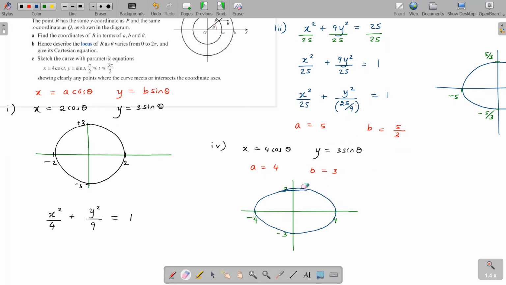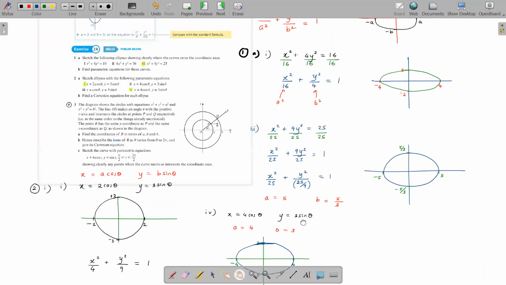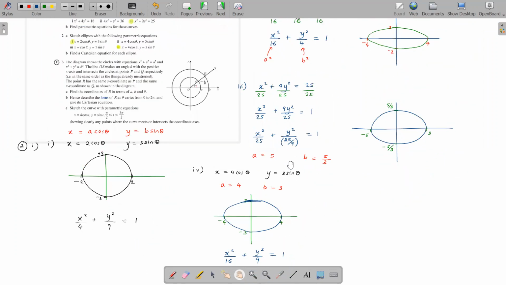Okay, and then the next thing we need to do is write the Cartesian equation of the ellipse. So let's write the Cartesian equation. x square over a square, which is 16, plus y square over b square, which is 9, equals 1. Right? Is that okay? So this is a brief explanation of how the ellipses move and where they cut the x-axis and y-axis.